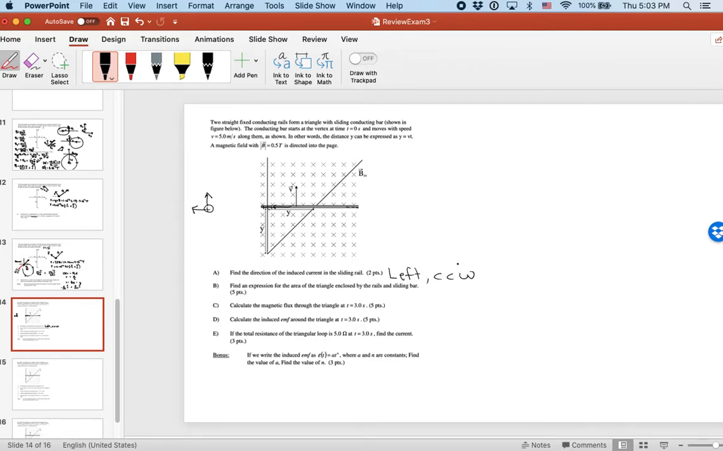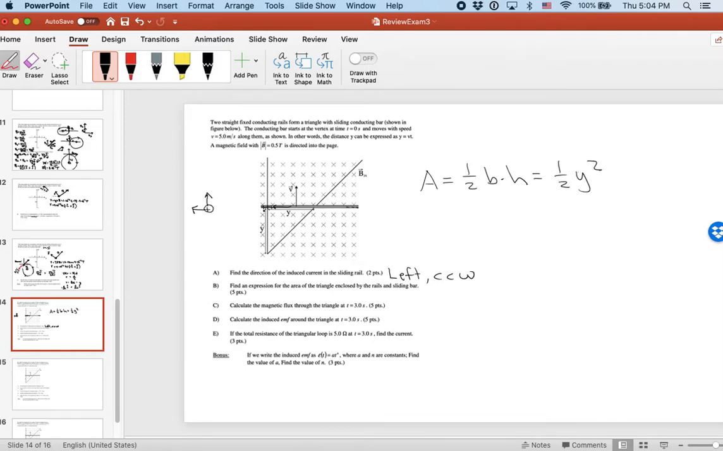And then this says, find an expression for the area of the triangle enclosed by the rails and the sliding bar. So I'm looking for the area here. And the thing to remember is that the area is going to be changing because my bar is moving up. So my area is going to be getting bigger. But if I think about area, my area for a triangle is going to be 1/2 base times height. And if I think about my base, say this is going to be my base, the y, and my height is going to be y. So that's going to be equal to 1/2 y times y, or y squared over 2.